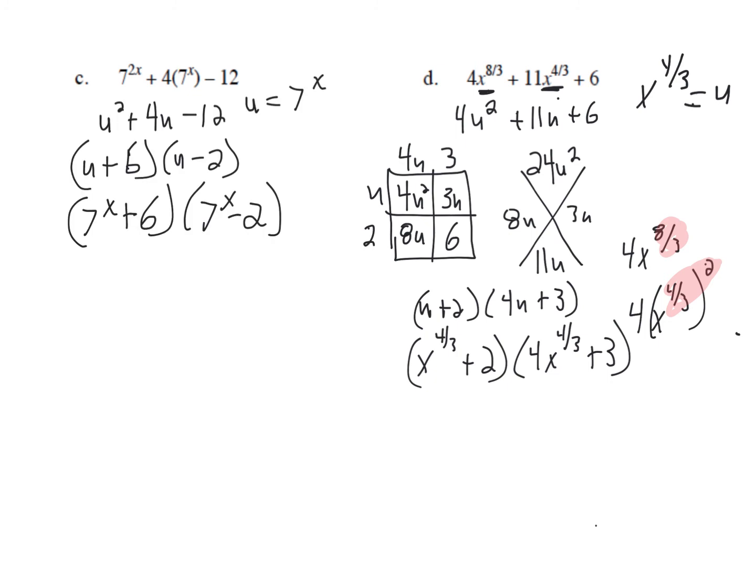Okay, welcome back. Since u equals 7 to the x, I end up with u squared plus 4u minus 12. That factors into u plus 6 times u minus 2. Put your 7 to the x back in there and you are done with your factoring using U substitution. On to the next slide.